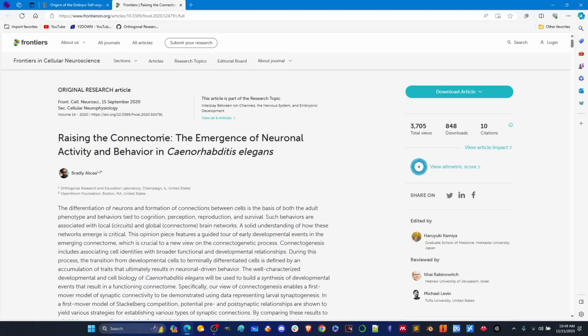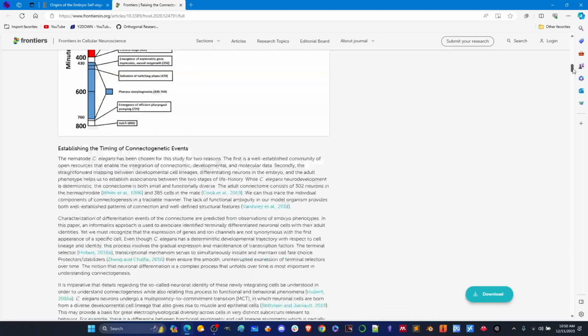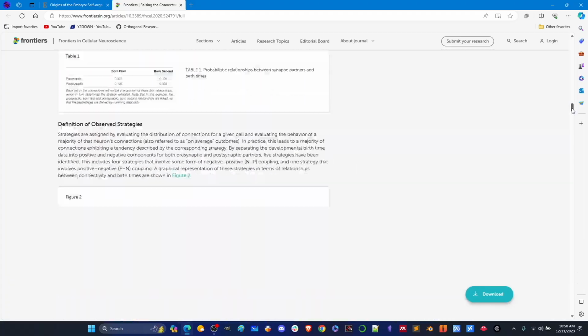This is Raising the Connectome, the Emergence of Neuronal Activity and Behavior in C. elegans. So in this case, you're focusing more exclusively on the connectome, the neural connectome. This was published in Frontiers in Cellular Neuroscience, in the section Cellular Neurophysiology. This was in a special issue on the interplay between ion channels, the nervous system, and embryonic development. So we also talk about these first mover dynamics, and in this case, in terms of wiring up the connectome.